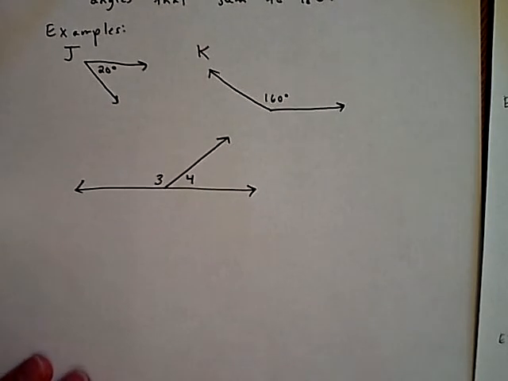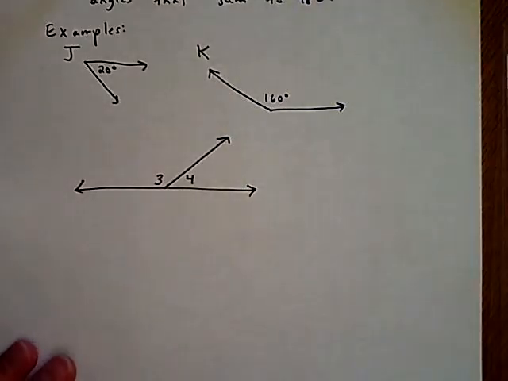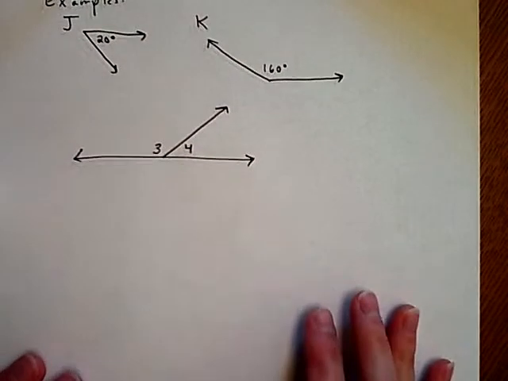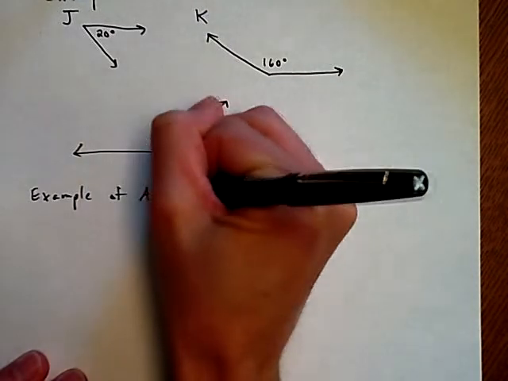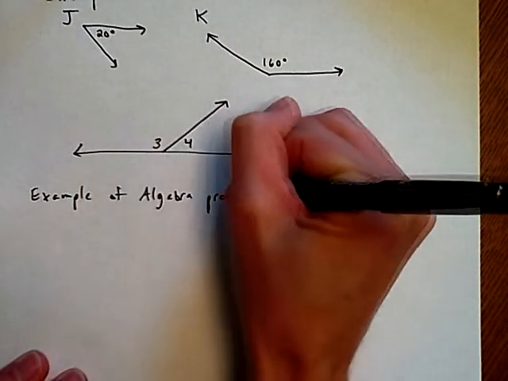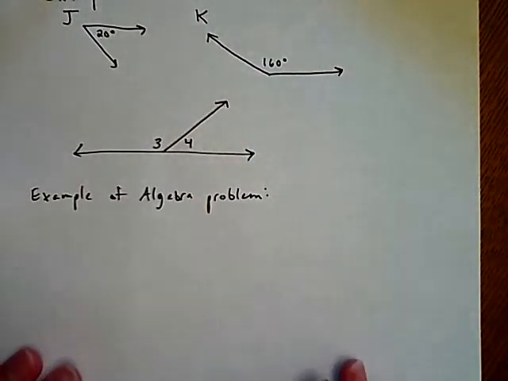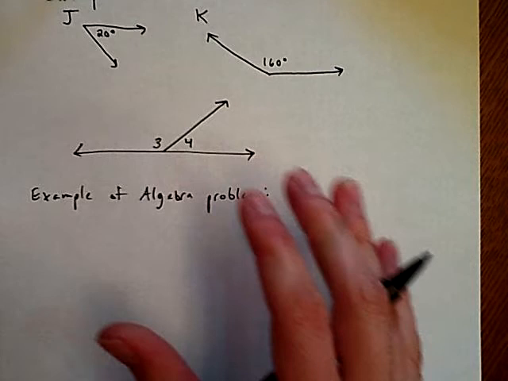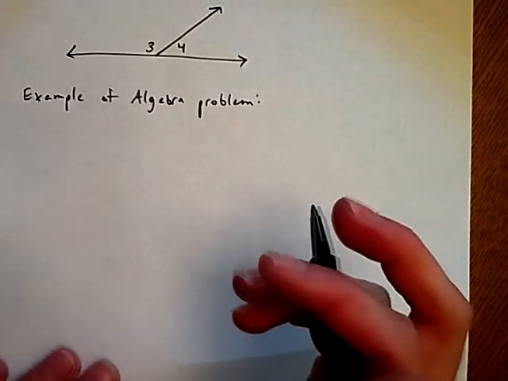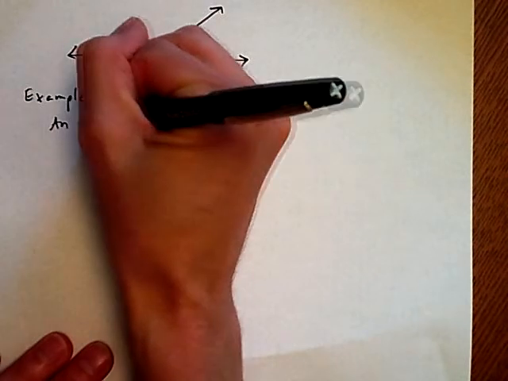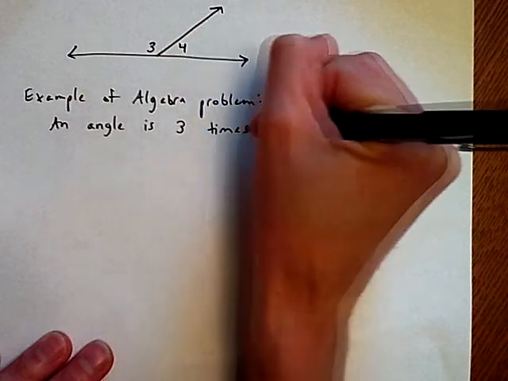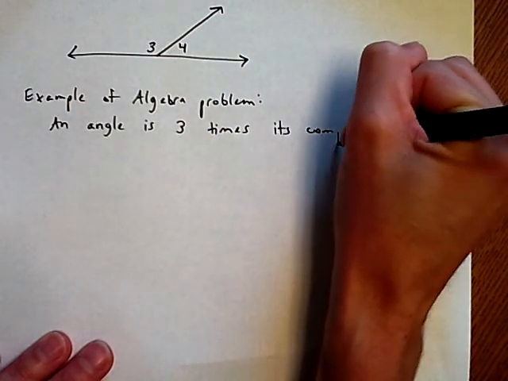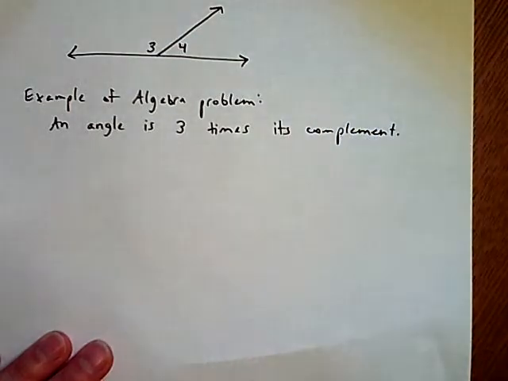So you're going to see complementary and supplementary angles coming up in algebra problems. And I'm going to do an example of one of those right now. So this is an example of an algebra problem. Let's say an angle is 3 times larger than its complement. What is the measure of the angle?